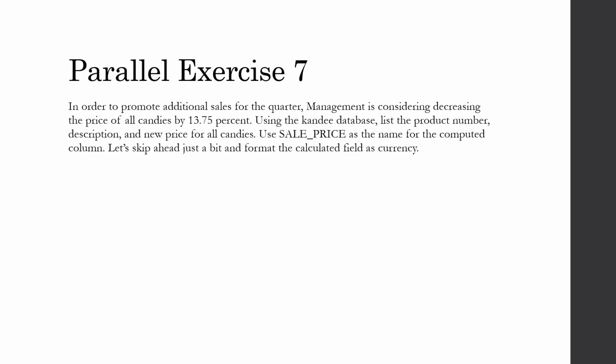Parallel exercise 7. In order to promote additional sales for the quarter, management is considering decreasing the price of all candies by 13.75%. Using the Candy database, list the product number, description, and new price for all candies. Use sale_price as the name for the computed column. Let's skip ahead just a bit and format the calculated field as currency.